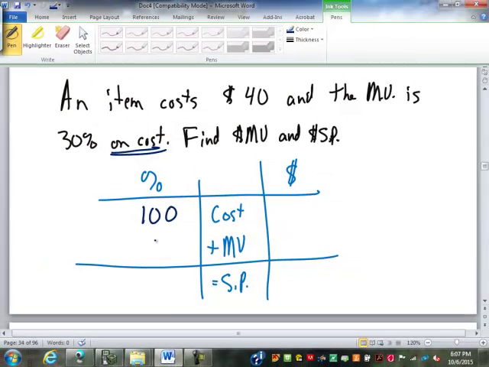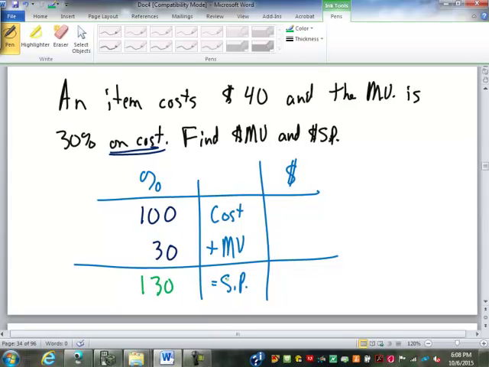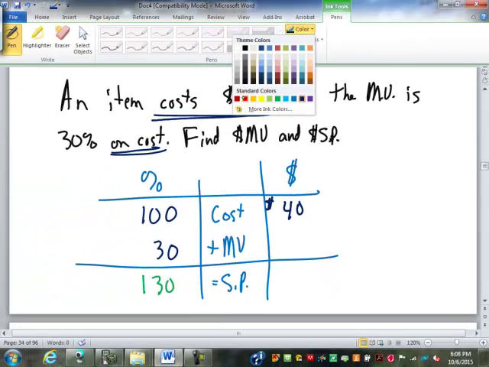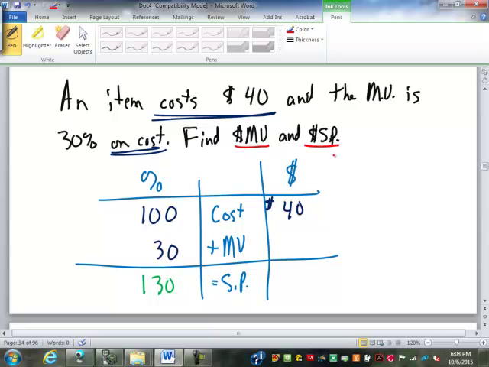The markup is 30%. And now cost plus markup is selling price, so 100 plus 30 is 130% is the selling price. The cost is $40, so $40 goes over here in the cost. We're asked to find both the dollar markup and the selling price. Obviously, I can't do them both at once. So the first thing I'm going to find is the dollar markup right here. So I'm going to ignore this down here for a second.